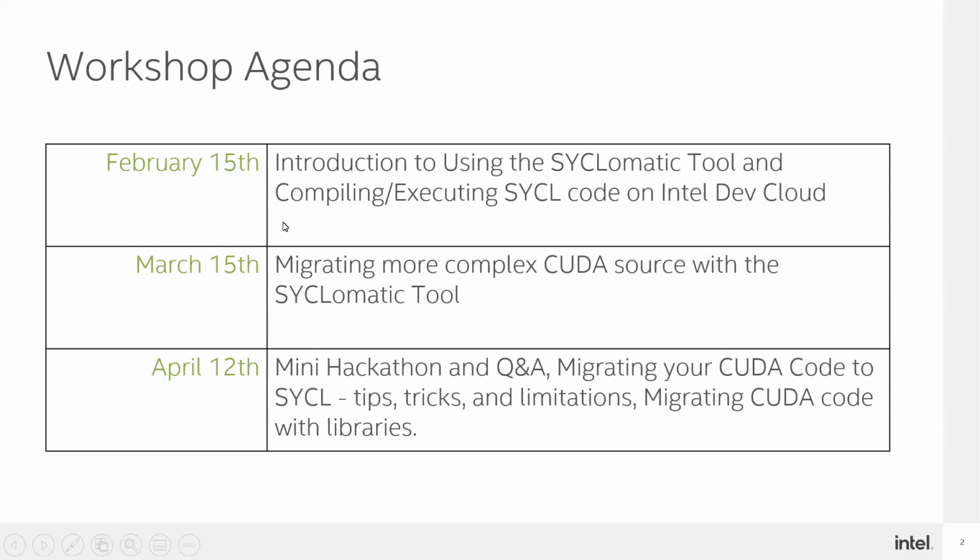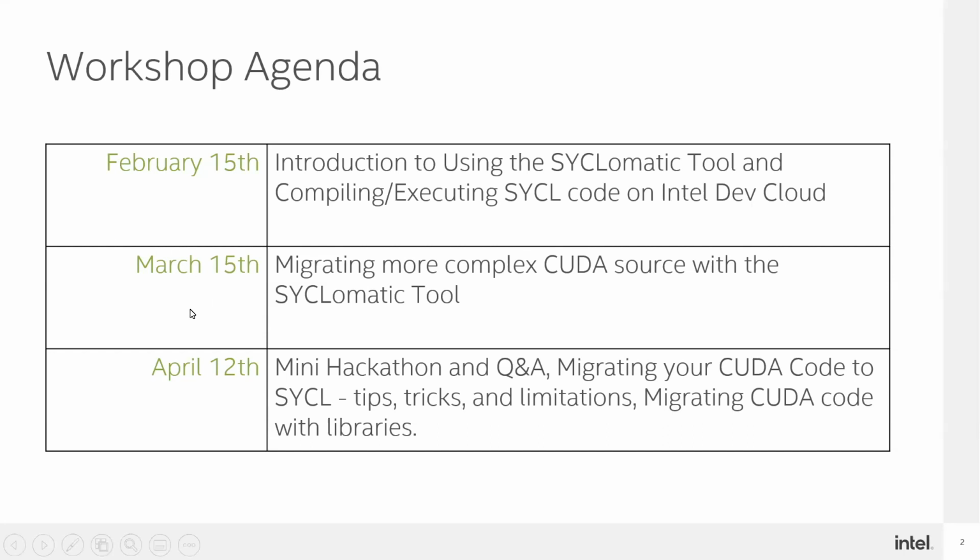Mainly today, we will go over the introduction to using the SYCLomatic tool. This is the tool that is used to migrate CUDA to SYCL. And then we will also look at how, once the code is migrated to SYCL, we will compile and execute on the Intel dev cloud on various Intel CPUs and GPUs. And we can also compile it on NVIDIA GPU as well.